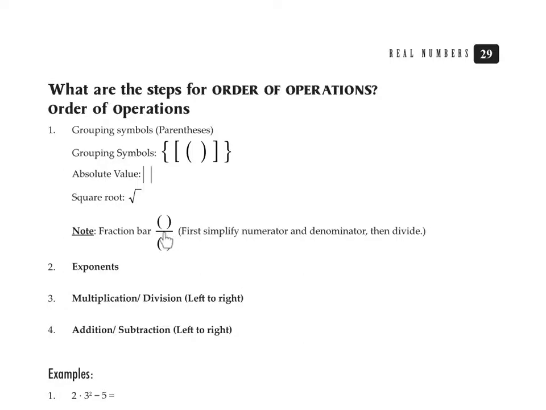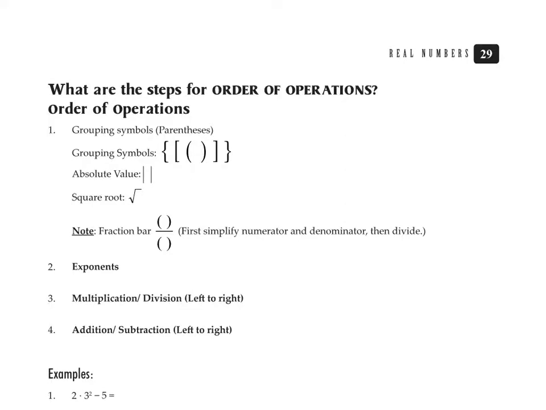Okay? The fraction bar is actually a symbol for division. It's a grouping symbol because it's telling you to first simplify what's on top, the numerator, and then simplify the denominator and divide at the end. So it is a grouping symbol. It's separating the numerator from the denominator.